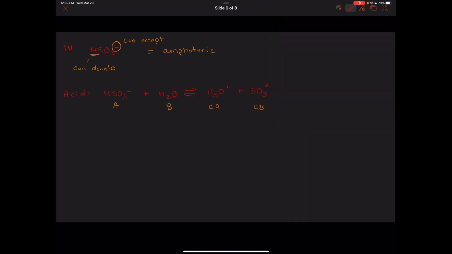Now if I write the scenario in which this is a base, then it's going to accept a hydrogen. So if it's accepting a hydrogen from the water, it's going to go up by 1, becoming H2SO3 and hydroxide.